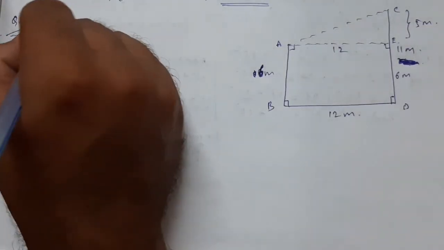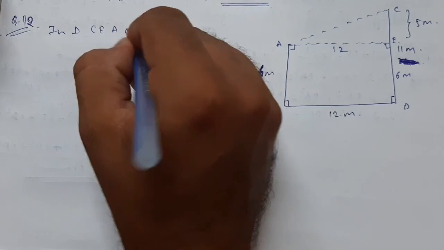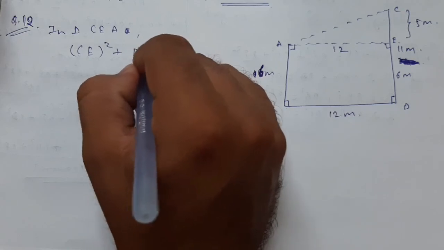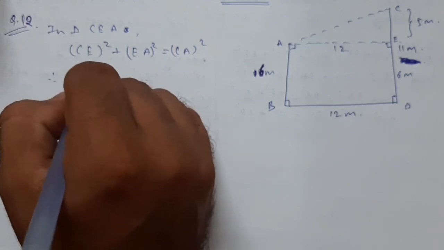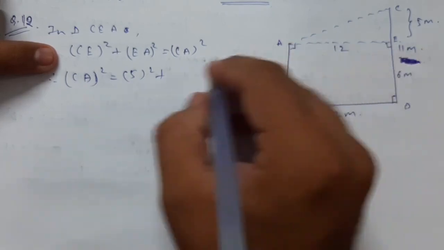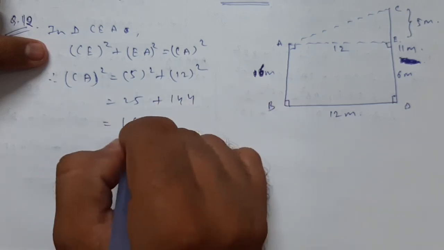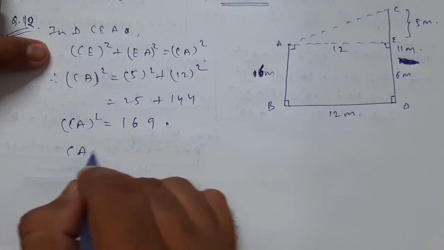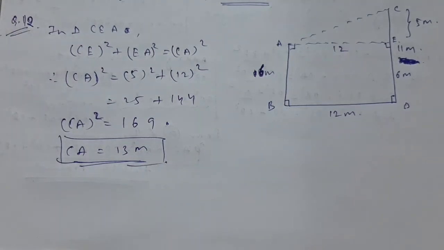Okay. Now very simple. In triangle CEA, by using Pythagoras, we can write CE square plus EA square is equal to CA square. Therefore, CA square is equal to CE is 5 square plus EA is 12 square. 25 plus 144, that is 169, and that is AC square. So CA is equal to 13 meter. I will move to question number 13 now.